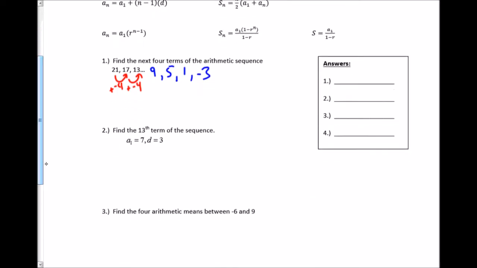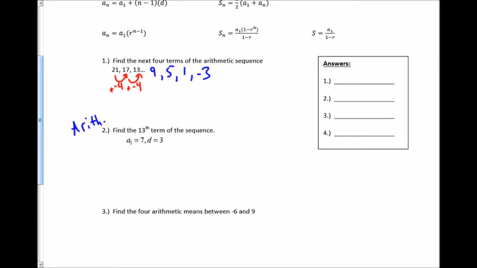If I take a look at the next one, it says find the 13th term of the sequence. Since I'm given a sub 1 is 7, and I'm given a d value here, I know that this is arithmetic. So now I'm going to find the 13th term.